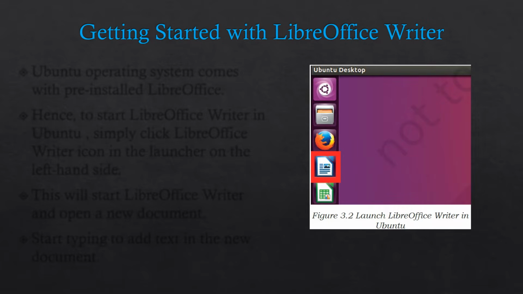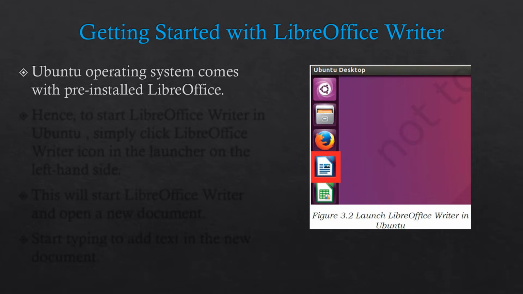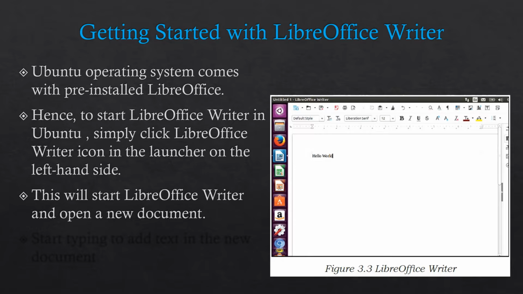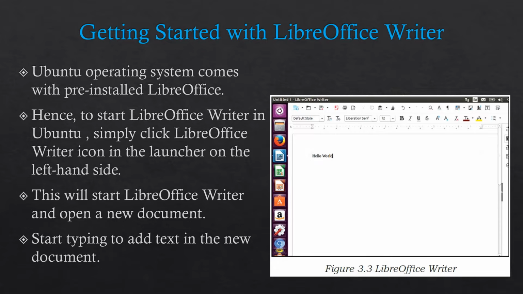If you are using the Ubuntu operating system, then you do not need to install LibreOffice separately, because it comes pre-installed. So to start LibreOffice Writer in Ubuntu, you simply have to click on the LibreOffice Writer icon that is available in the launcher on the left hand side. When you click on it, LibreOffice Writer will open and a new document will be opened. You can start to write text in it.